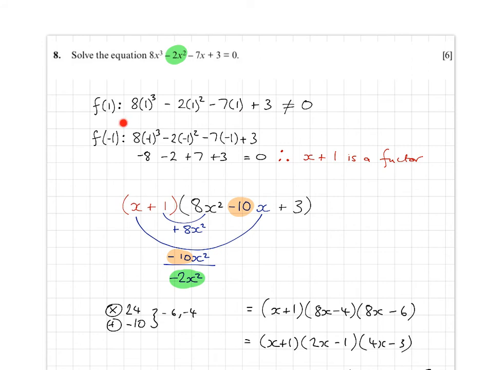So then I tried minus 1, and when I subbed in minus 1 I found that it does equal 0, and if it equals 0 that tells you that x plus 1 is a factor. It's always the opposite of what you think here. So x plus 1 is a factor. So I put x plus 1 here.